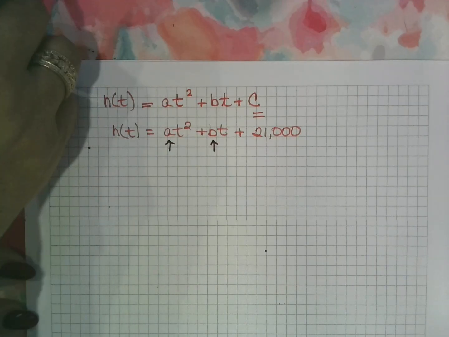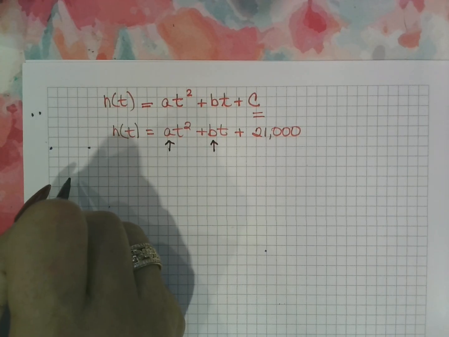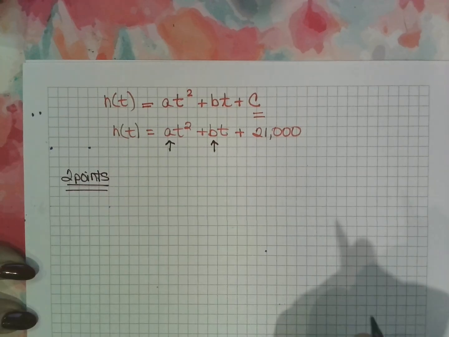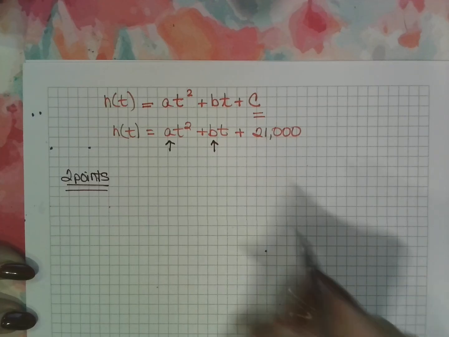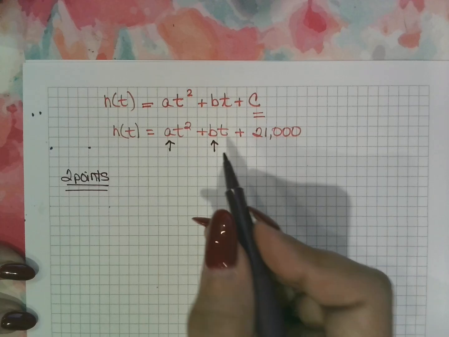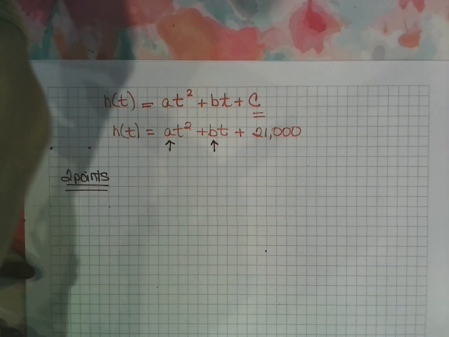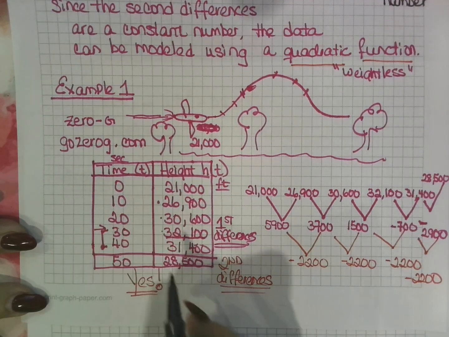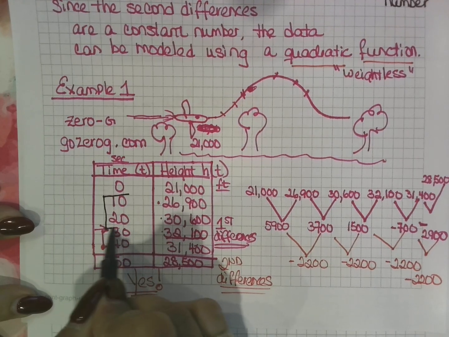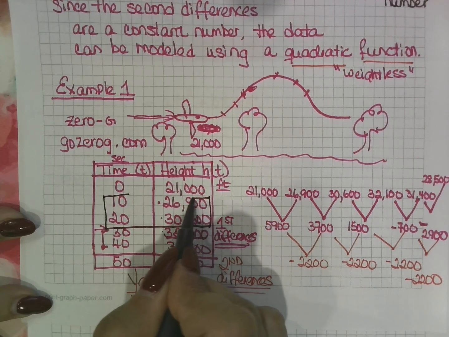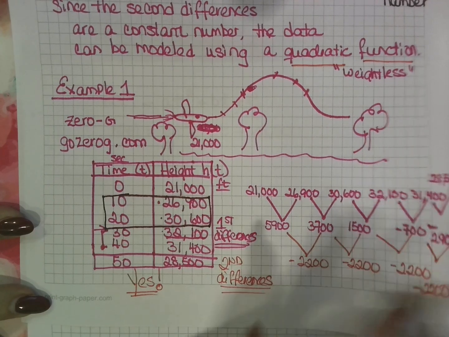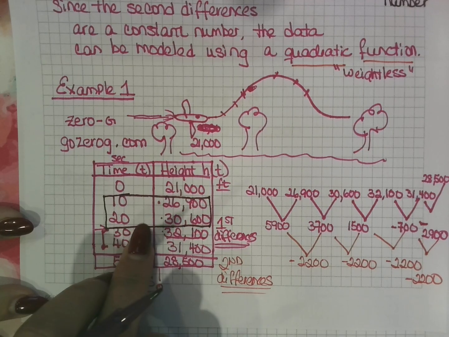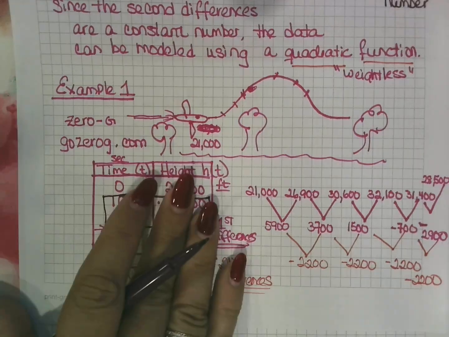So what we're going to do is go back to the table and pick 2 points, any 2 points you like, and create a system of equations, and use elimination to solve for a and then for b, or for b and then for a. You can pick whichever ones you like. I'm going to stick to the smallest values because generally the math is easier. So I'm going to use the points 10 comma 26,900 and 20 comma 30,600.